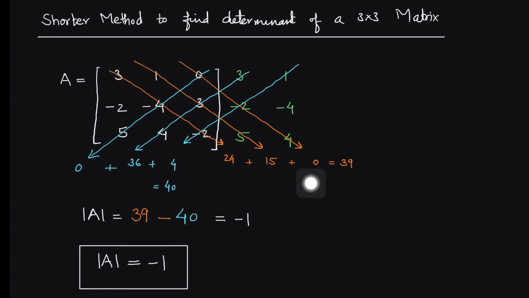Now add all these entries. You will get 39. Now do the same procedure the other way. Multiply these entries, you will get 4. Multiply these entries, you will get 36. Multiply these entries, you will get 0. Add all of them, you will get 40. Now to find the determinant, subtract this number from this number. So you will get minus 1. So in this way, you can get the determinant of a 3 by 3 matrix.